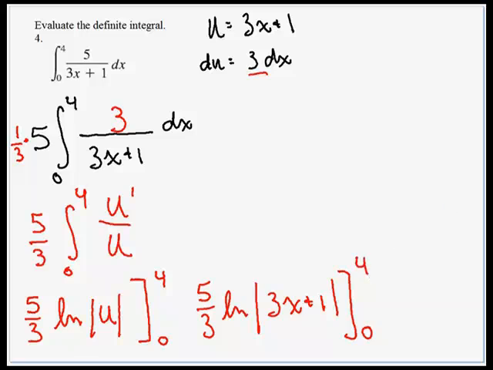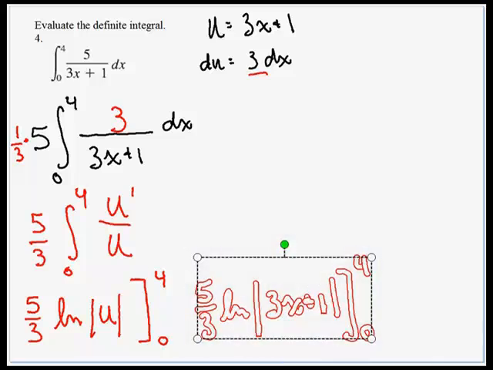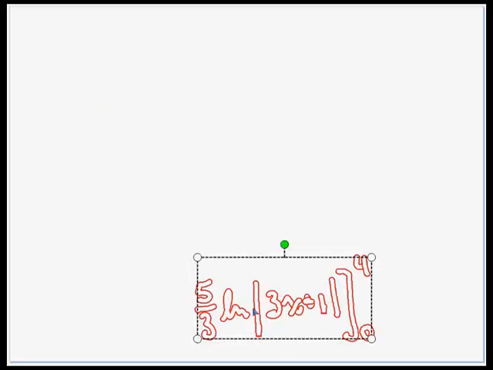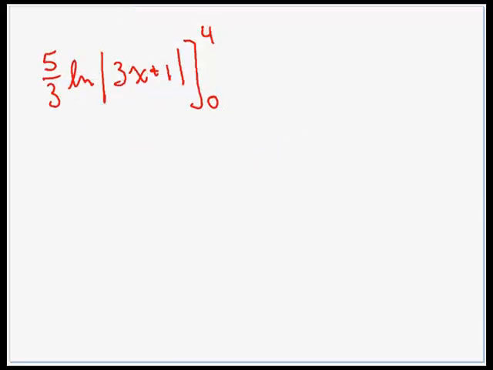So let's see, I'm going to need a little more room here. Let me get rid of this. Oh, actually, I need some of that. Let me just go to the next slide. I'll copy this. So here we are. And we're going to evaluate our upper limit first. It's going to drop in. So we're going to have 5/3 the natural log of, we plug in that 4. 3 times 4 is 12, plus 1 is 13.